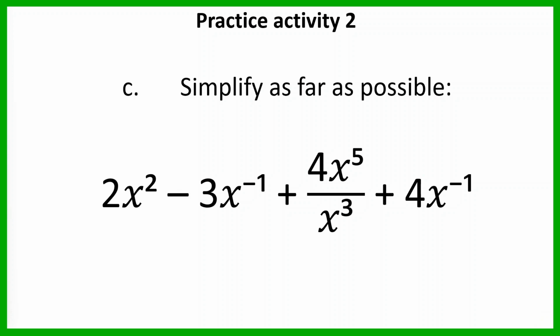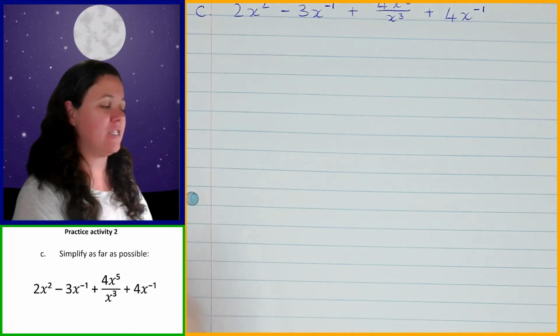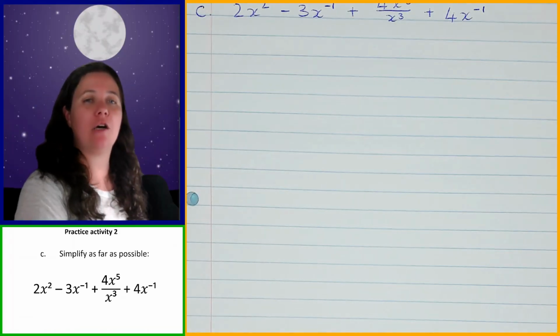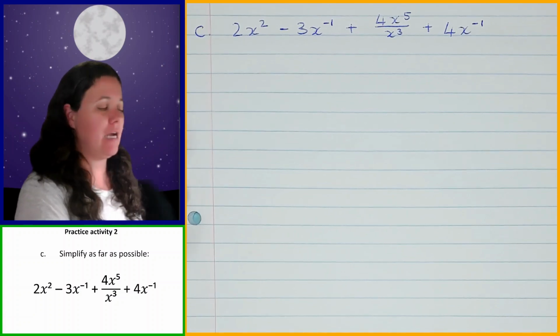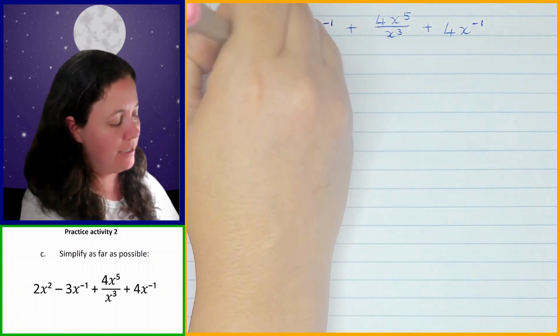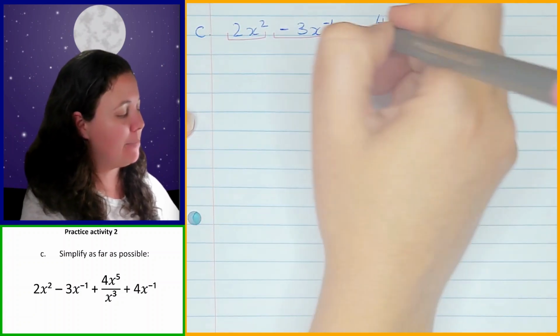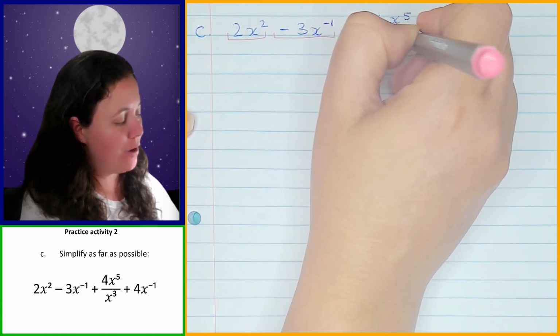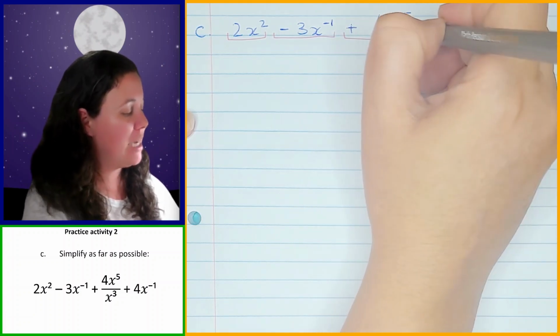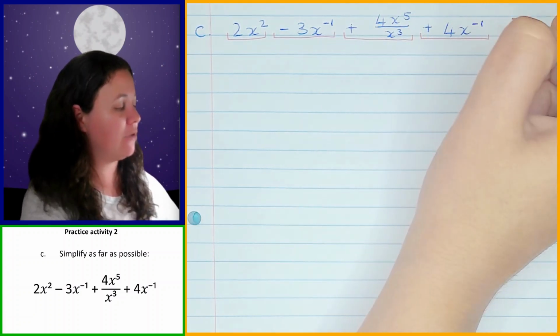Okay, so let's go through that question and see what you should have got. Right, so the first thing we're going to do is identify where our terms are. Over here, I've got my first term, 2x squared. My next term is negative 3x to the power of negative 1. My next term is positive 4x to the power of 5 over x cubed. And my last term is plus 4x to the power of negative 1.